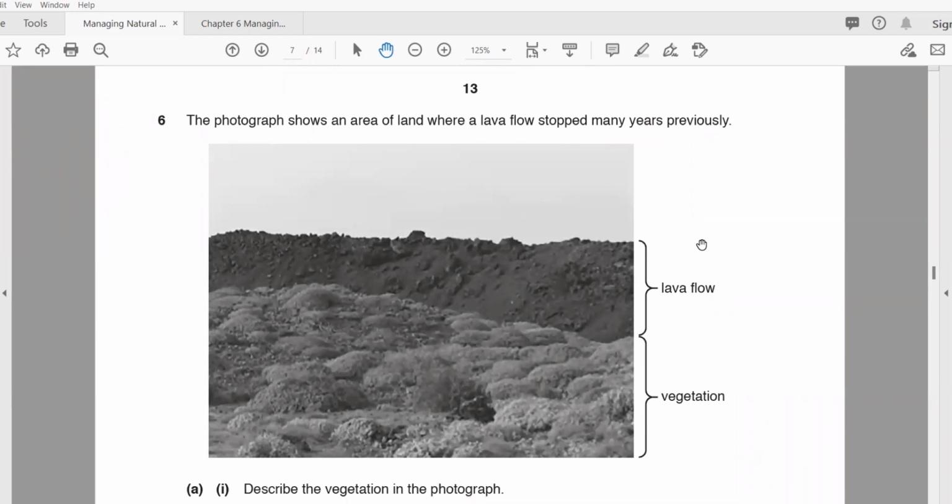Okay. The photograph shows an area of land where a lava flow stopped many years previously. So here they have shown you that this is the lava, it has stopped here, and this is the vegetation: grass, plants, bushes, all these ones. So now what do you think? Which type of vegetation will be here? Describe the vegetation in the photograph. What do you think?